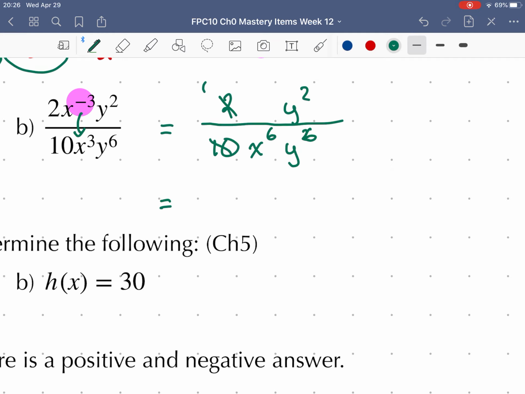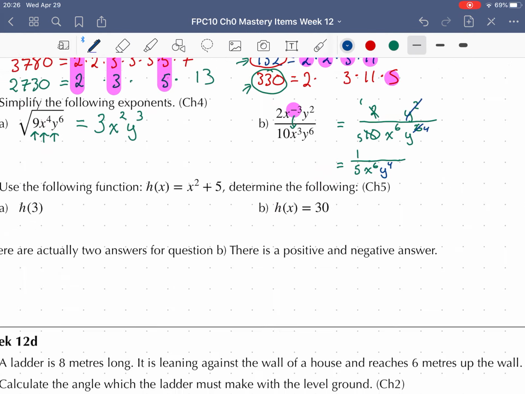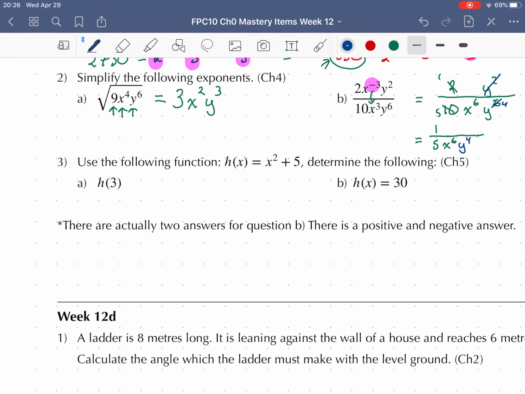All right, so let's simplify a little bit. Our coefficients become 1 over 5. We still have an x to the 6th on the bottom. Now for the y's, we cross off 2 y's from the top and 2 y's from the bottom, so we'll have y to the 4th on the bottom. So it's 1 over 5 times x to the power 6 times y to the power 4.